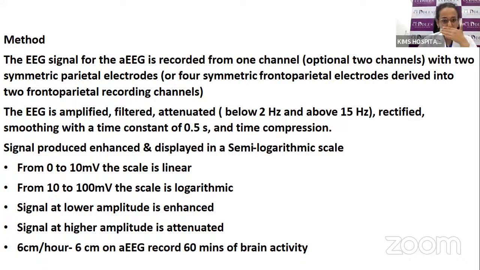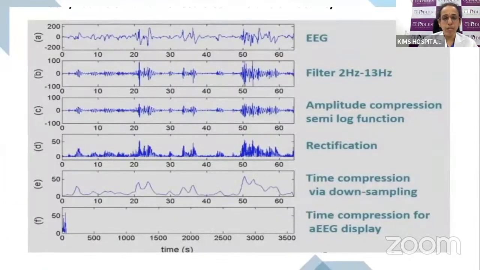The signal produced is enhanced and displayed in a semi-logarithmic scale. Why it is called semi-logarithmic, I will tell you. From 0 to 10, the scale will be linear. From 10 to 100, the scale will be logarithmic, and I will show you in the EEG graph.